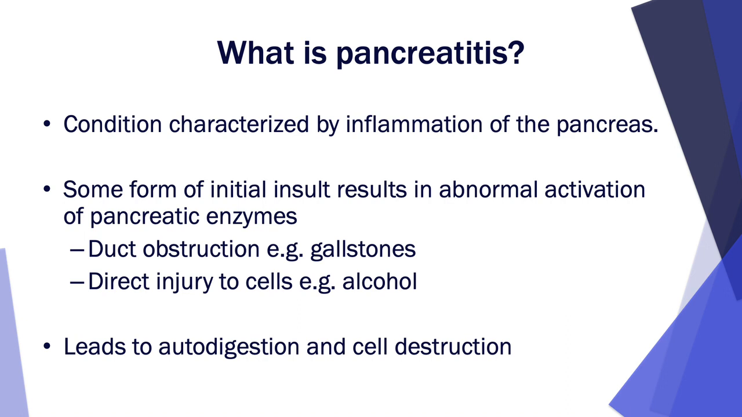This has a toxic effect of bile salts building back up and causing damage within the pancreas, or you can have direct acinar injury. Things like alcohol can alter plasma membranes and also trigger enzyme activation. Once the disease has been initiated and the enzyme activation has been triggered, we see autodigestion and cell destruction within the pancreas.